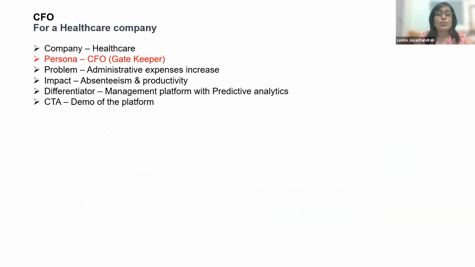She's having issues about administrative expenses increasing, and the impact. What they're seeing is absenteeism and productivity. As a differentiator, what they're looking for is they're not able to track the absenteeism. They're not able to really manage the administrative expenses. They're looking at a management platform which has a predictive analytical tool. And the call to action they're looking for is a demo of the platform so that they can take a decision. How would it look?